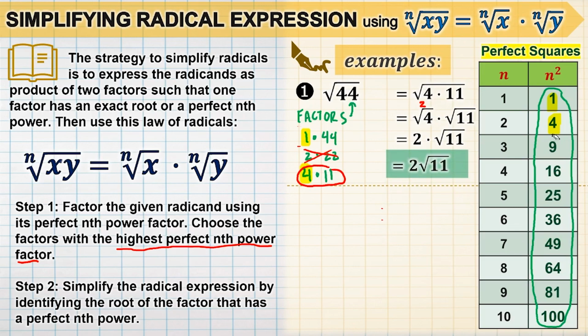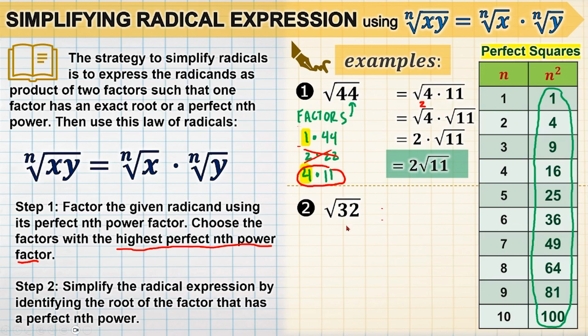Ayan. So, let's try another example. Ang problema kasi natin dito is actually paghanap ng factors. Especially, dapat yung isa perfect square. So, ang gagawin natin ngayon, paano tayo magkakaroon ng factors na perfect square? So, let's have example number 2.